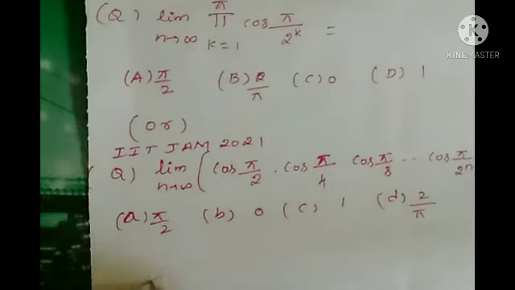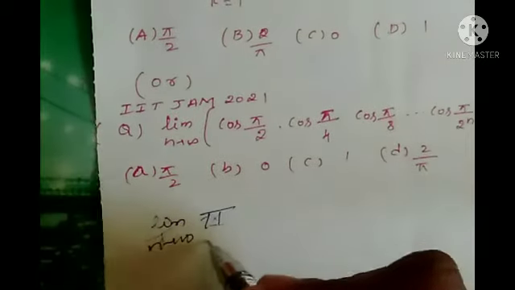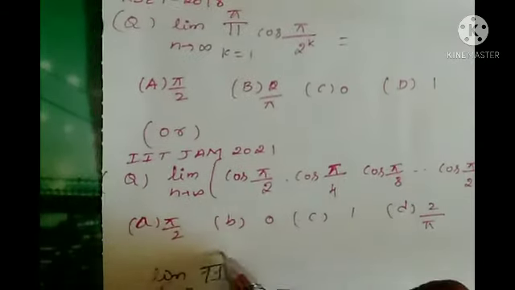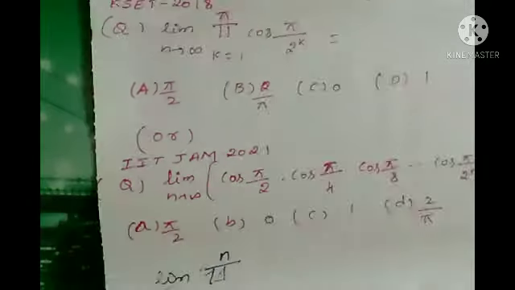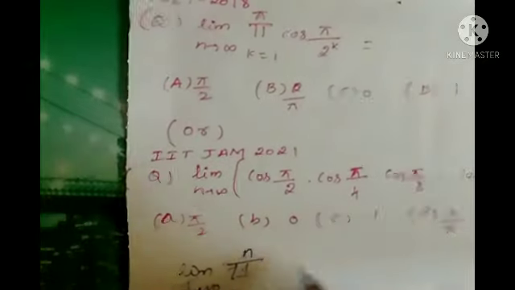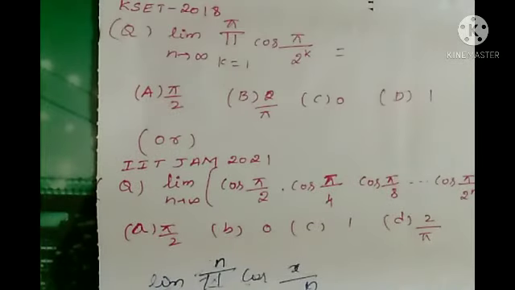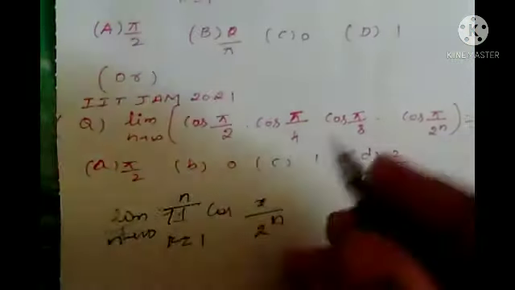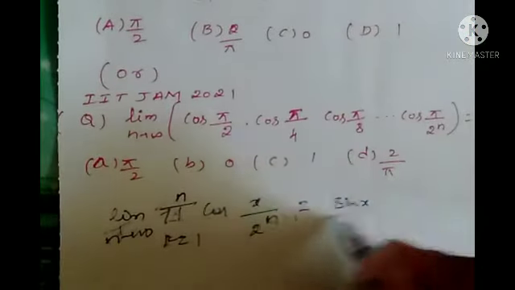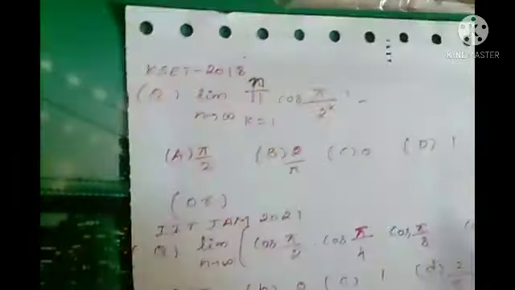The trick is: if limit n tends to infinity of product k equal to 1 to n of cos of x by 2 power k, the given problem is like this, then the direct answer is sin x by x. This is the trick.